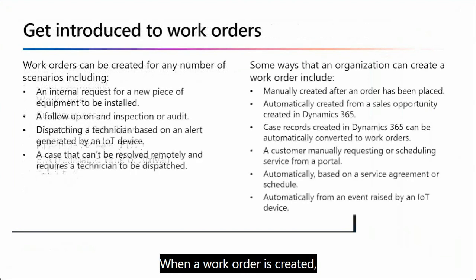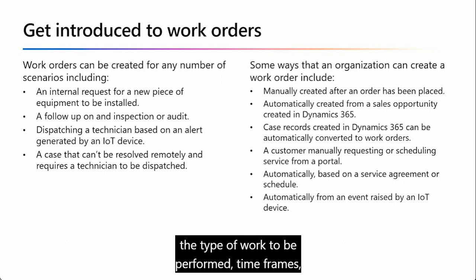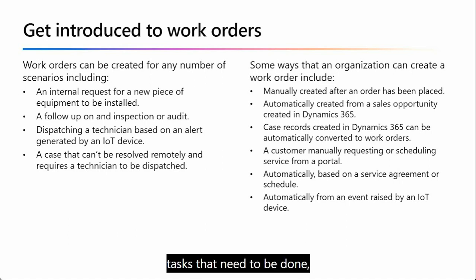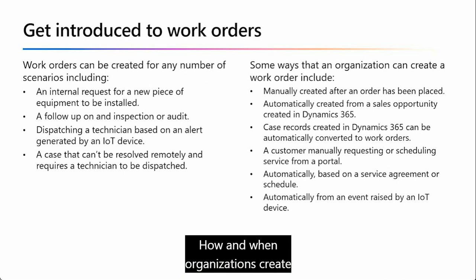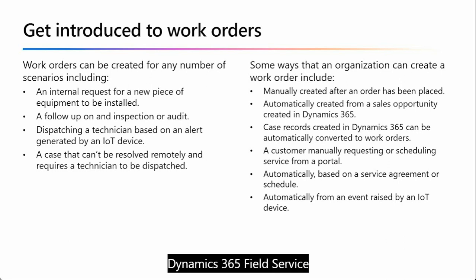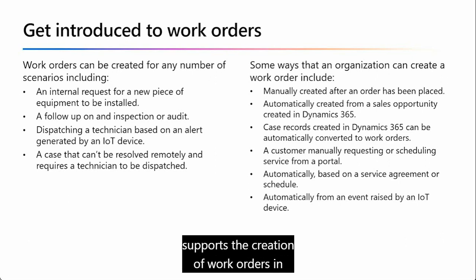When a work order is created, it generally includes information such as who the work is for, the type of work to be performed, timeframes, products and services to be delivered, tasks that need to be done, and plenty more things. How and when organizations create work orders depends on multiple factors, such as their service model, procedures, and technology being used. Dynamics 365 Field Service supports the creation of work orders in many ways, like after a sale is completed or when a customer submits a schedule request.